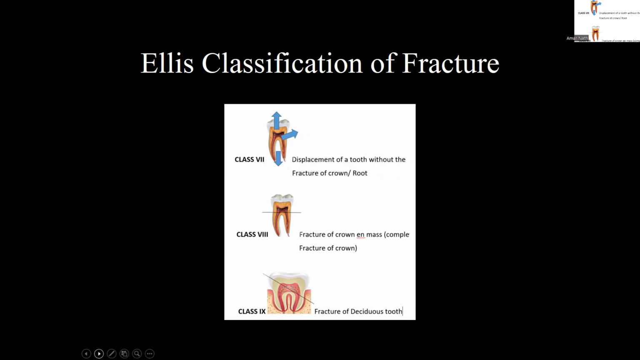Displacement means the tooth is displaced from the socket, but without the fracture of crown or root. And class 8 is fracture of the crown, the whole crown, complete fracture of crown. And class 9 goes to fracture of deciduous teeth.